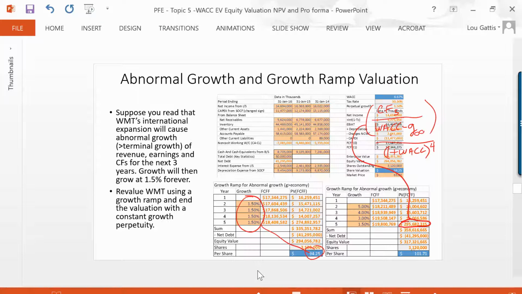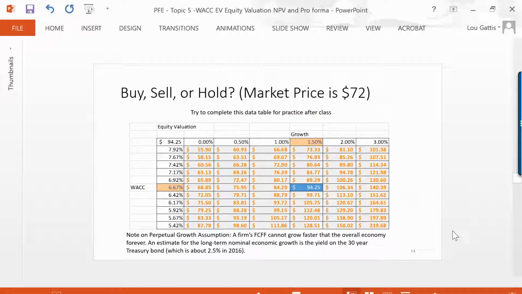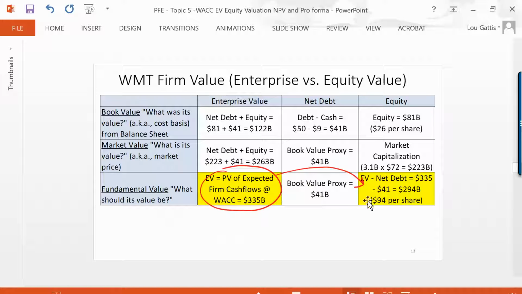So that's how you use free cash flows of the firm, WACC to value the entire enterprise value of the firm, then subtract out the value of debt to get the value of equity. Now, when I did a constant growth, again, I just got to $94. If I do that, I can fill out the rest of my schedule here.